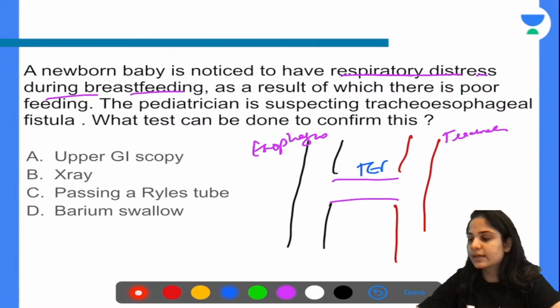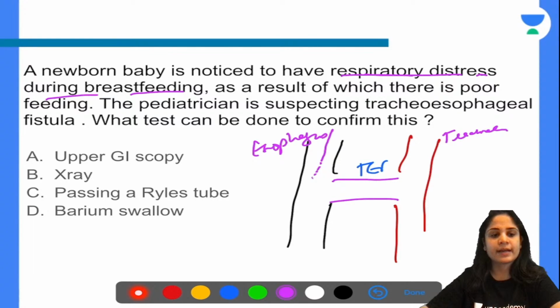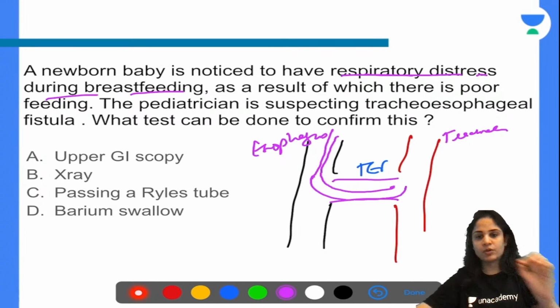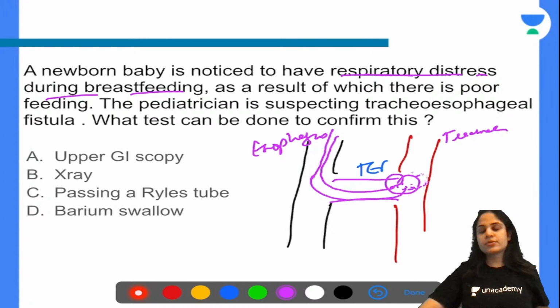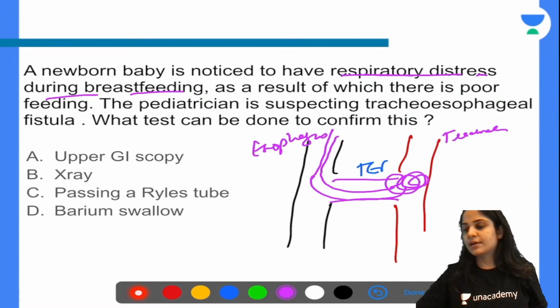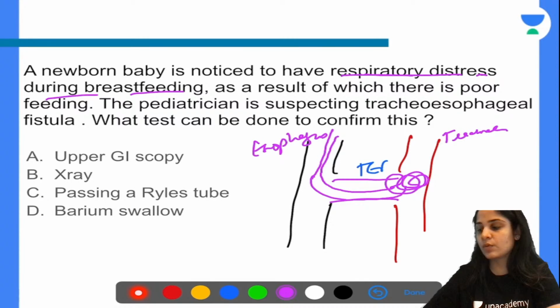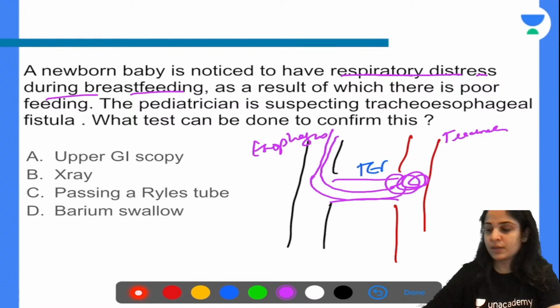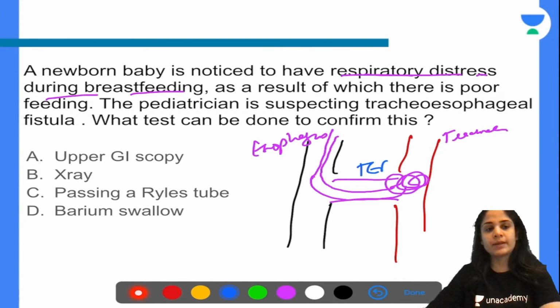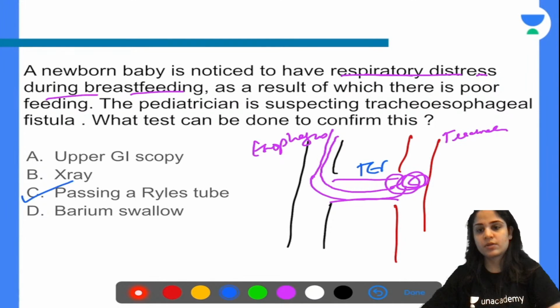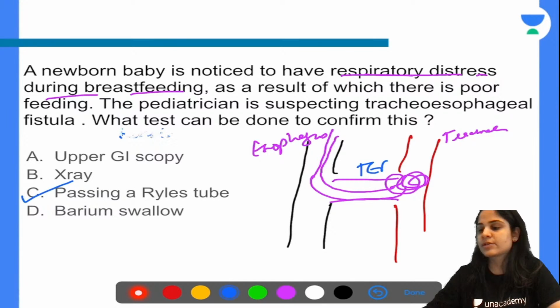It will go here and it will get coiled over here somewhere in the fistula and in the trachea. So that is the best way, and when you take an X-ray, because your Ryle's tube is radio opaque, you will be able to see the coiled Ryle's tube over there. Another thing you need to remember is this is one of the most important clinical bedside tests. You can pass a Ryle's tube and you can confirm this diagnosis. All right. Next question.